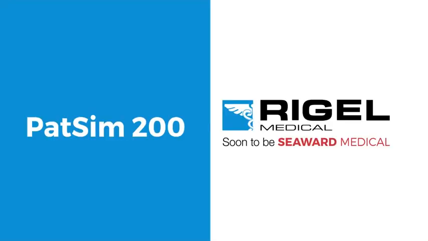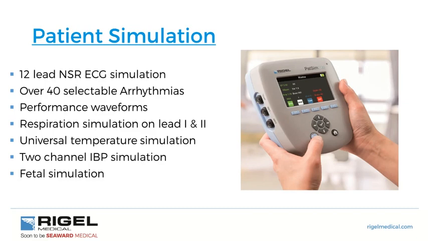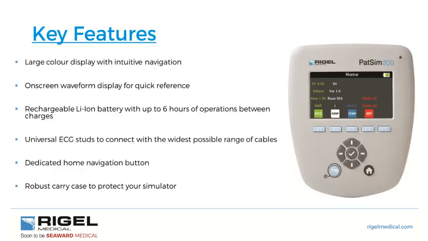The PatSim 200 is a full 12-lead ECG patient simulator. It has over 40 selectable arrhythmias, various performance waveforms. It's capable of simulating respiration, lead 1, lead 2, temperature, 2-channel invasive blood pressure, and it also has the fetal simulation feature built into it. You can see it has a very large colour display, very quick to use in terms of selectable parameters within the tester.